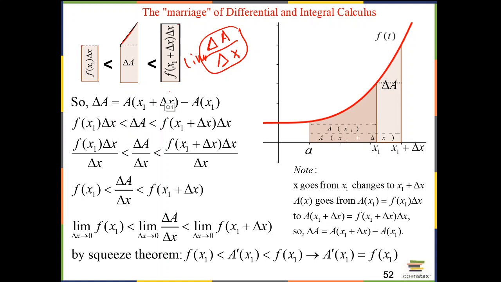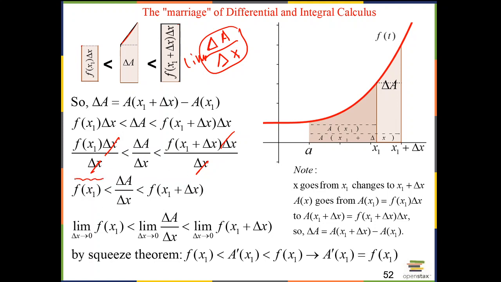So what do we need? We need delta x in the denominator, so we're going to divide everything by delta x, and we can do that because delta x is a small positive number. Okay, we do that. Now these go away, right? In the middle, we get what we want. Now, we're going to take the limit as delta x goes to 0.